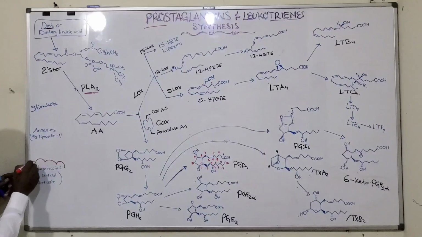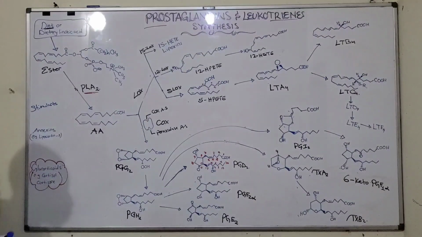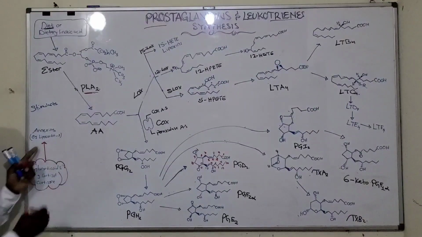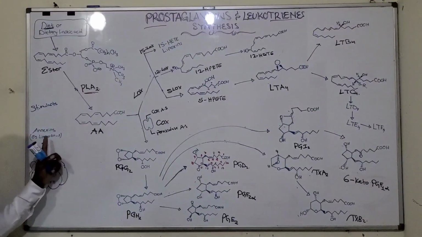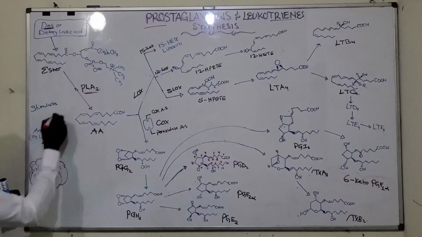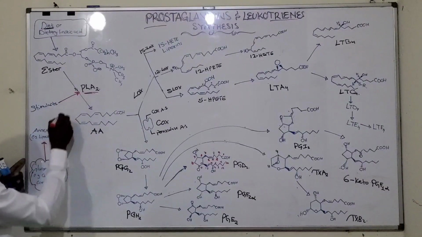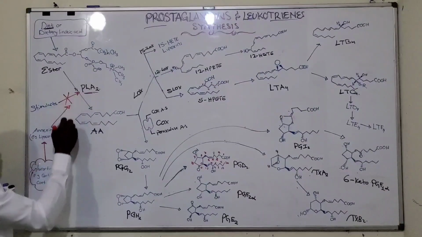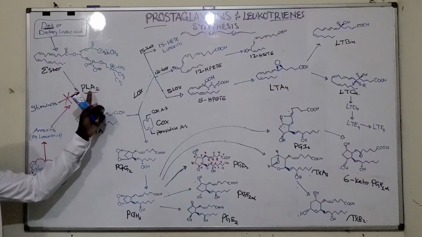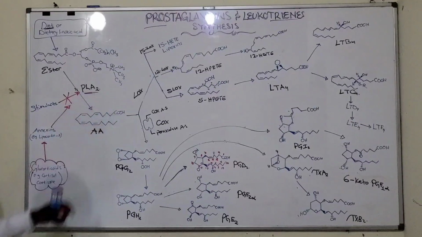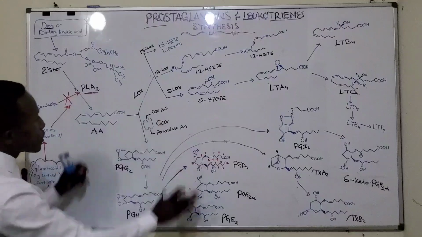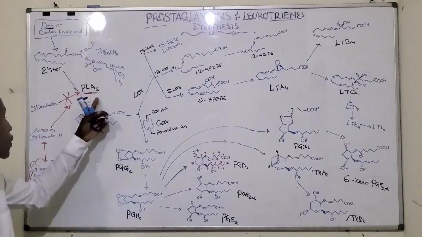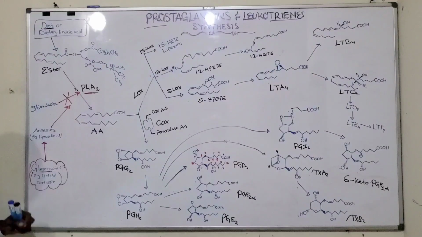Glucocorticoids, for example cortisol and cortisone, lead to production of annexins. Annexins, an example is leukotriene, inhibit the production of phospholipase A2. So all these other prostaglandins and leukotrienes won't be produced due to glucocorticoids.